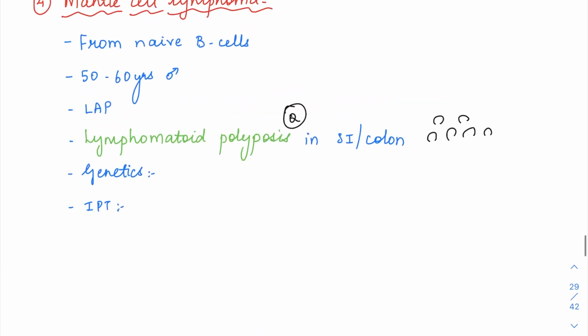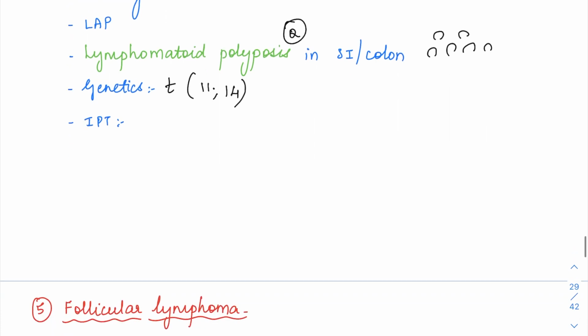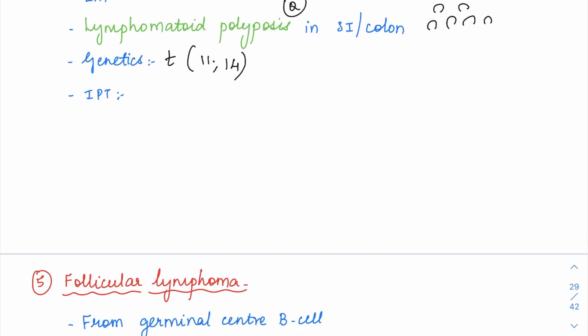lymphoma. So the genetics involved in mantle cell lymphoma here would be translocation 11-14. So 11-18 was marginal zone, 11-14 is going to be mantle cell lymphoma. The immunophenotype and the IHC for this mantle cell lymphoma is going to be characteristic again. So when we were reading SLL, I mentioned something, right? So this is going to be CD5 positive and CD23 negative.